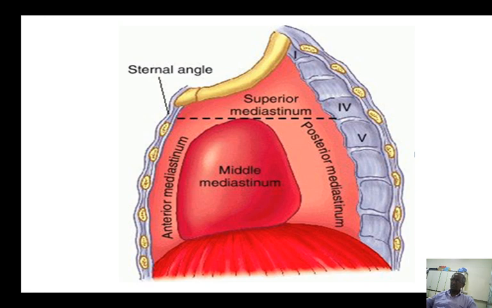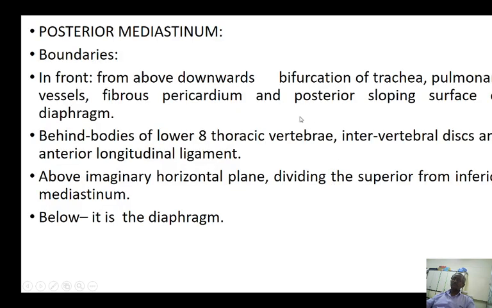Here we are showing the picture. This is the whole of the mediastinum, divided into superior and inferior mediastinum by the plane from the sternal angle to the lower border of the fourth thoracic vertebra. Above this imaginary horizontal plane is the superior mediastinum. Below it is the middle mediastinum, occupied by the heart and pericardium, with the anterior mediastinum in front and the posterior mediastinum behind. So posterior mediastinum is our subject today.